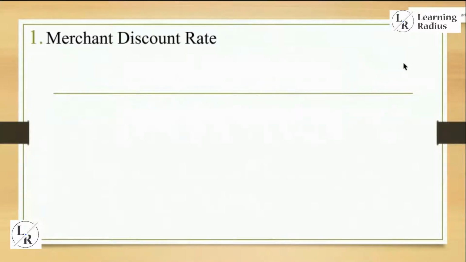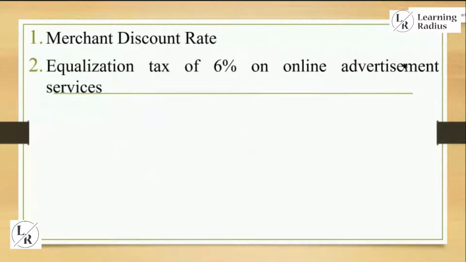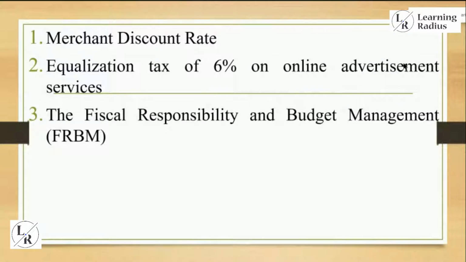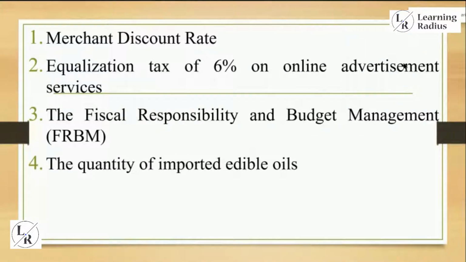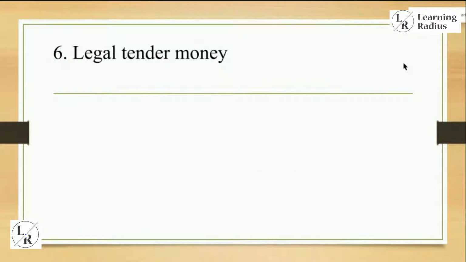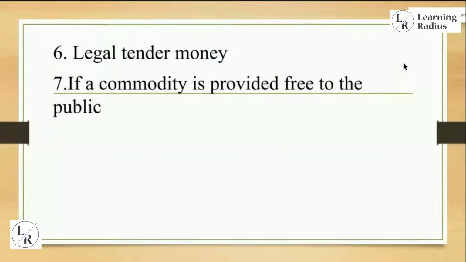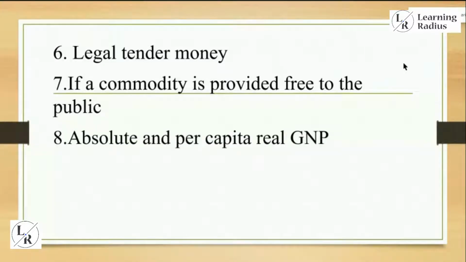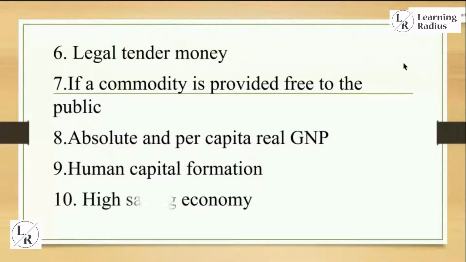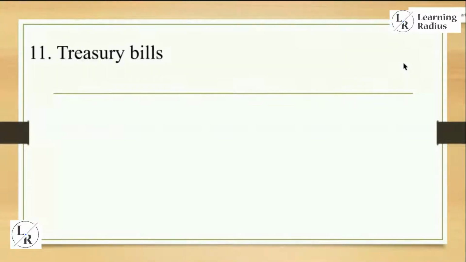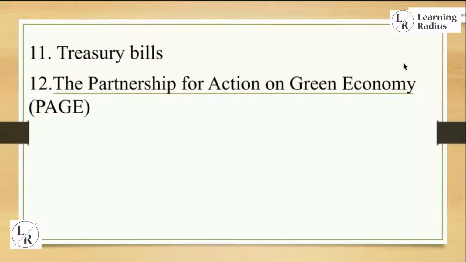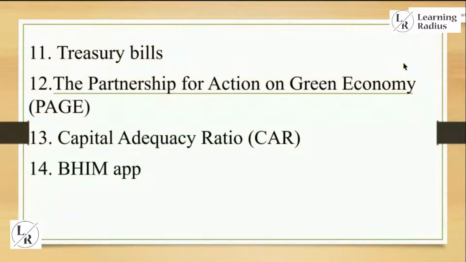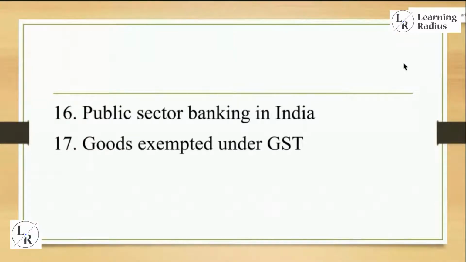And from the topics: merchant discount rate, equalization tax of 6% on online advertisement services, fiscal responsibility and budget management (FRBM), the quantity of imported edible oils, ATMs in India, legal tender money, if a commodity is provided free to the public, absolute and per capita real GNP, human capital formation, high saving economy, treasury bills, partnership for action on green economy, capital adequacy ratio, BHIM app, Cabinet Committee on Economic Affairs, public sector banking in India, goods accepted under GST.